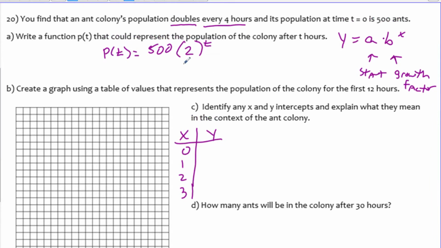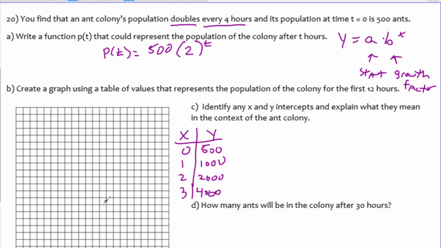If I plug in 0 here, it says 2 to the 0, which is 1. 1 times 500 is 500. When I plug in a 1, this says 2 to the 1, which is 2. 2 times 500 is 1,000. When I plug in a 2, this says 2 squared, which is 4. 4 times 500 is 2,000. And when I plug in a 3, this says 2 to the 3rd, which is 8. 8 times 500 is 4,000.